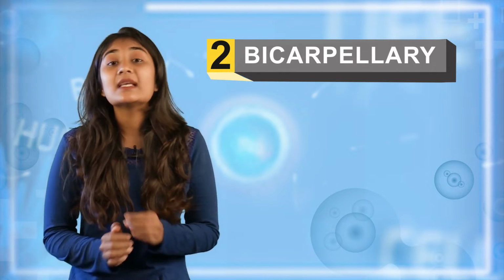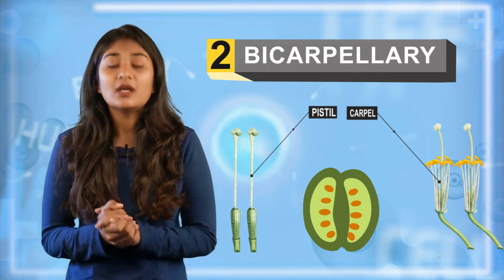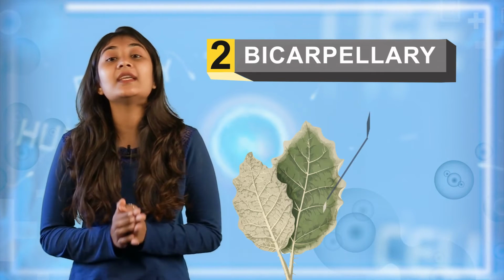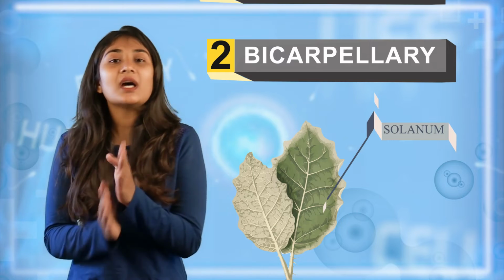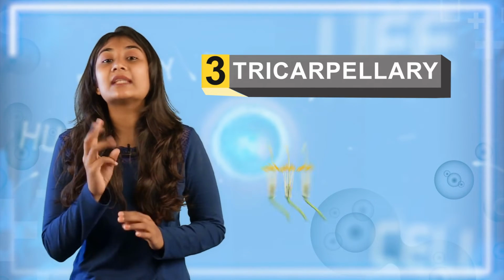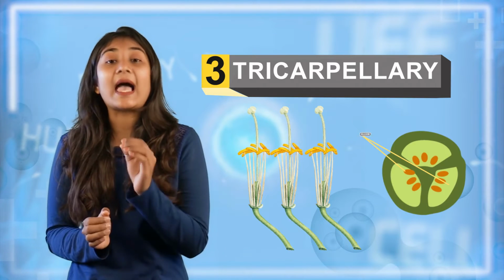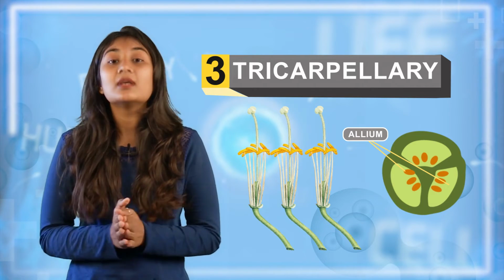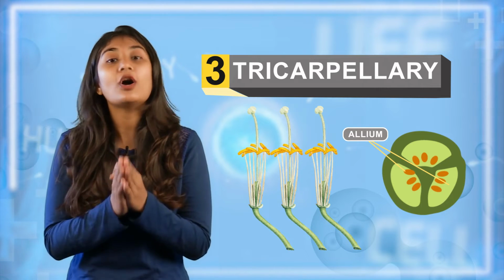So your second one is bicarpellary. That means there is presence of two pistils or carpels in your ovary. For example, you can find it in plants like solanum or helianthus. Your third one is your tricarpellary. That means there is presence of three carpels or pistils. For example, you can see it in allium or in cocos. So in these kinds of plants, there is only presence of three carpels or pistils.